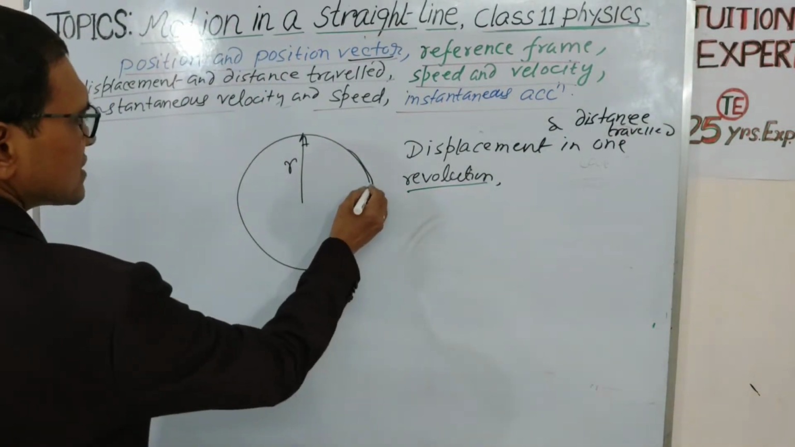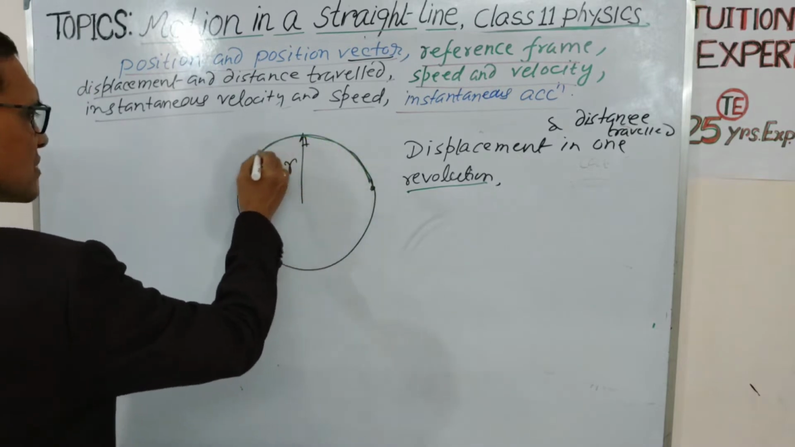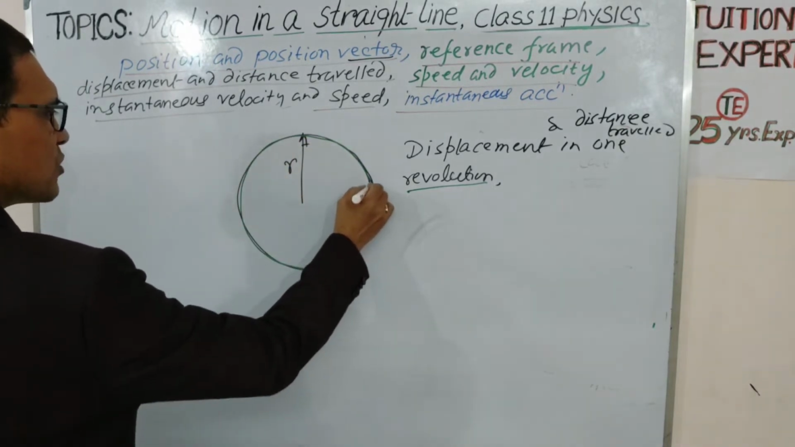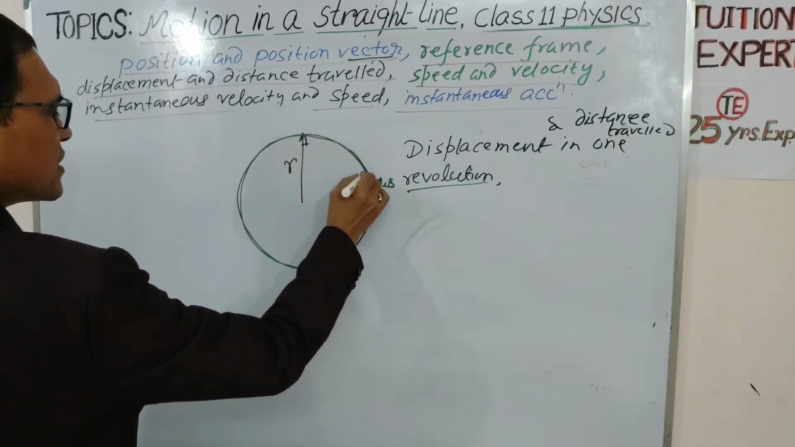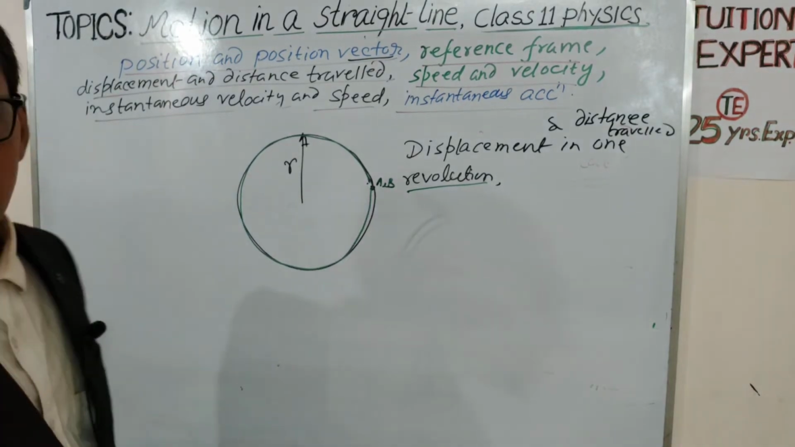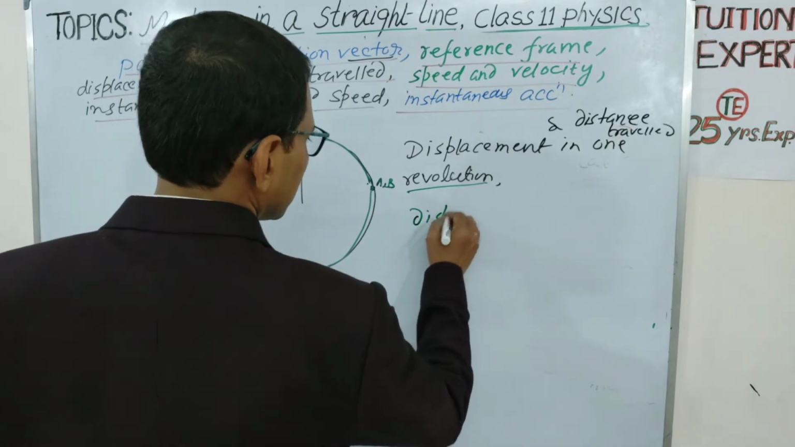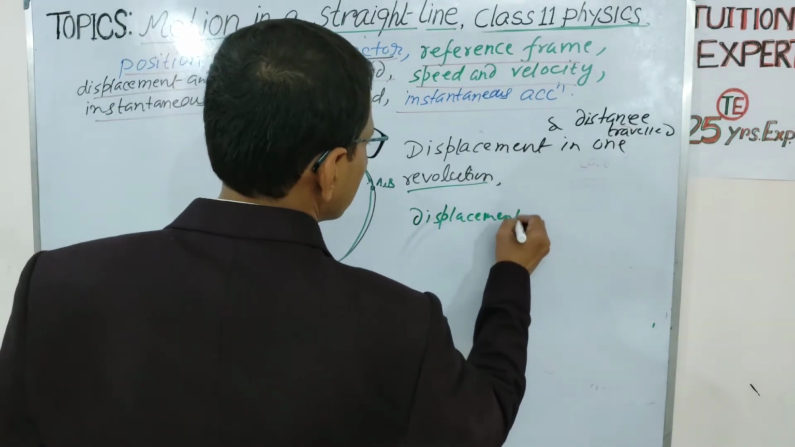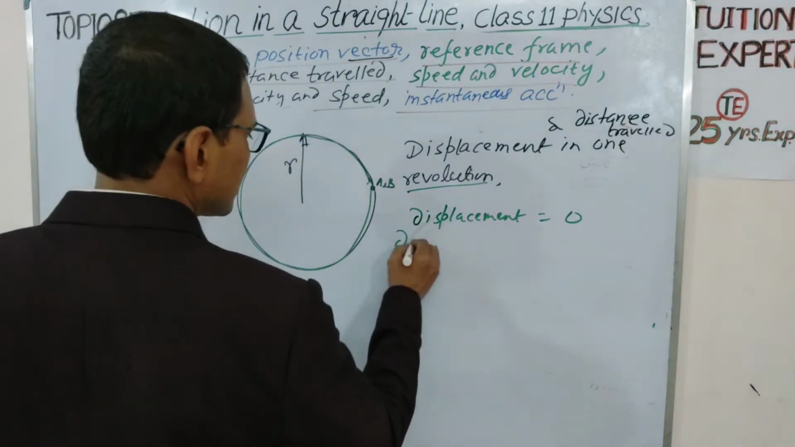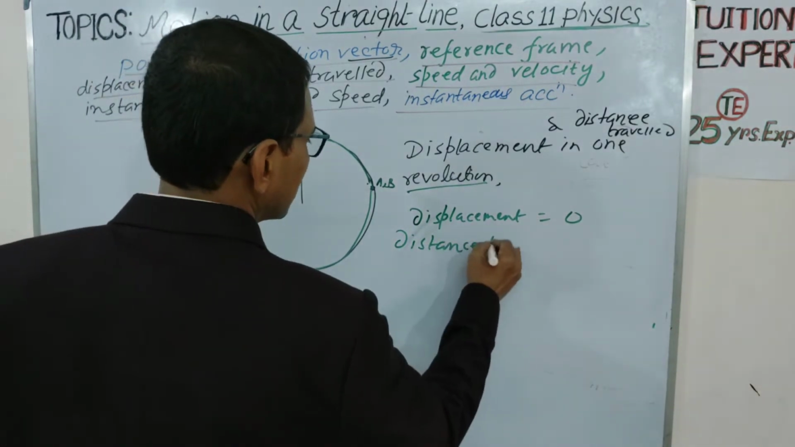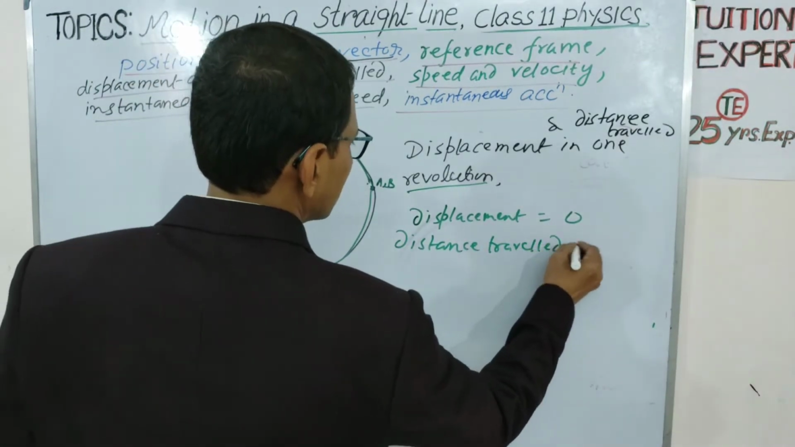One revolution means the particle returns after one revolution, so the initial and final points are the same. So displacement is 0, and distance traveled is equal to 2 pi r.